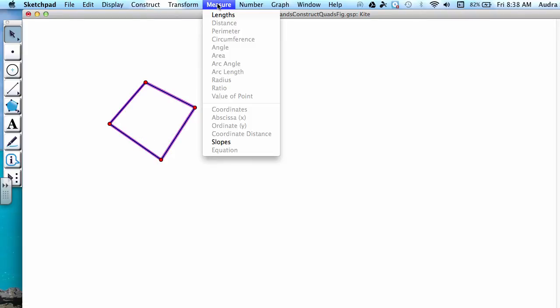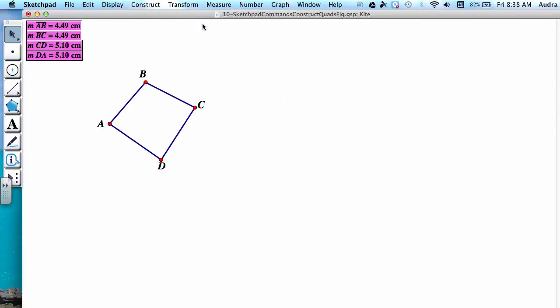In order to verify that our quadrilateral is a kite, we need to measure the segment lengths and angle measures. Let's do the segments first. We can highlight all four segments going around our kite, and then go to Measure Lengths. If you notice, each pair of consecutive sides are indeed congruent. So far it does seem like it's going to be a kite.